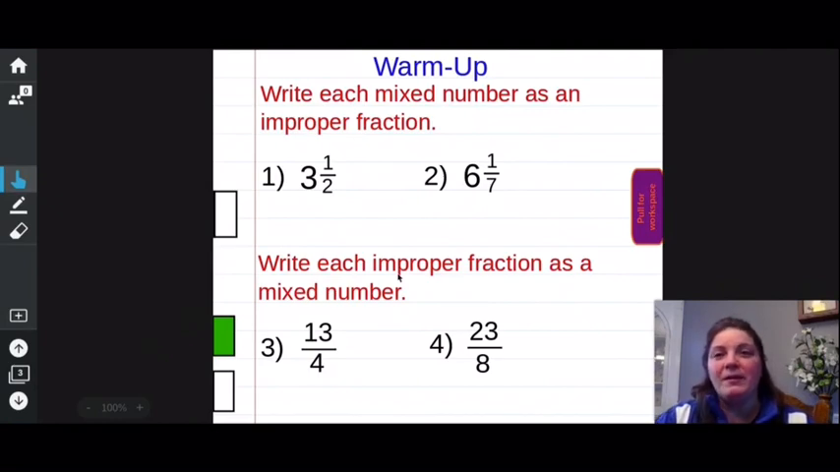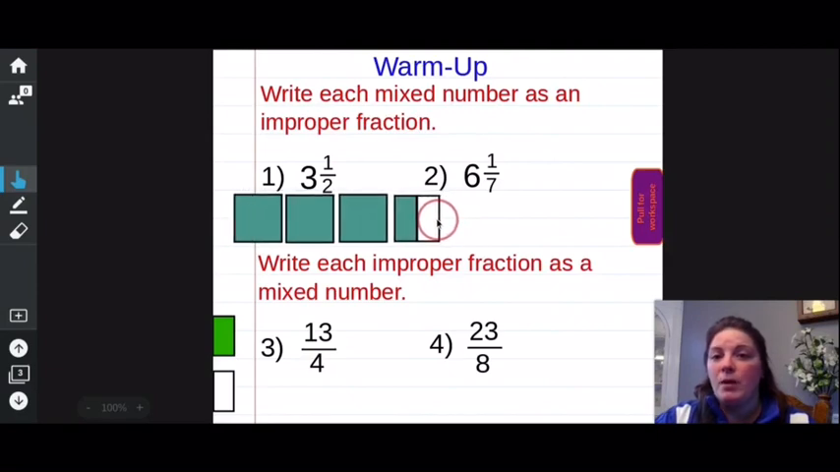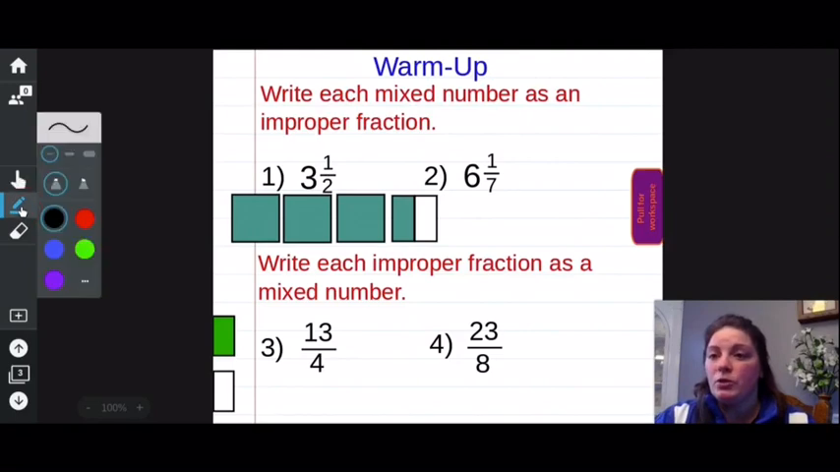All right, welcome back. For number 1, we're writing the mixed number 3 1/2 as an improper fraction. I'm going to show you a model of this problem. So here's a model that's representing 3 wholes, 1, 2, 3, and then half of another whole. To think of this as an improper fraction, which is a fraction whose top number or numerator is greater than its denominator or bottom number, we need to split it up a little bit.